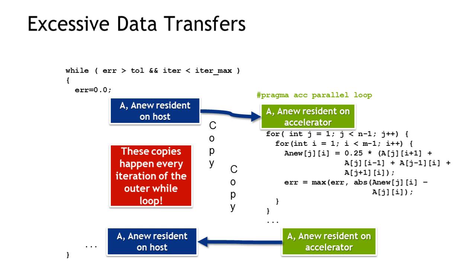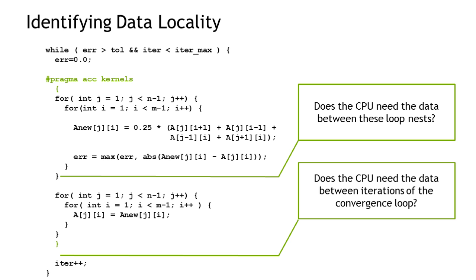Well, if you think about what the compiler knows versus what we know, it's really not making a bad decision. It's trying to be safe and make sure it's giving you correct answers. So if I go over to look at this in more detail, here's my code. Between the 2 for loops, between the 2 nests, does the CPU need the data? It turns out no, because there's no code in between here. So we know we can leave our data on the device through that section.